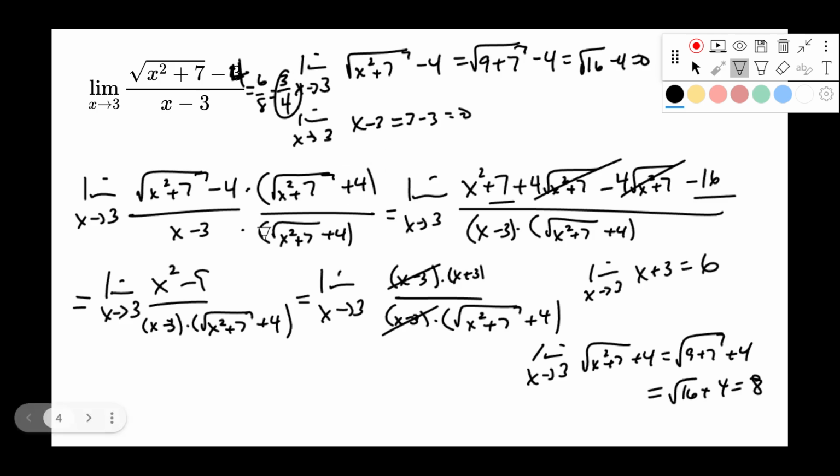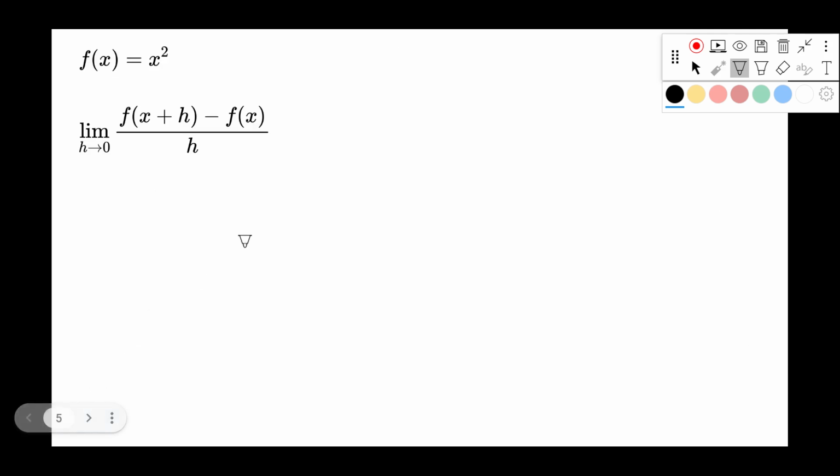All right, so in this class, we actually conjugate the numerator more than we conjugate the denominator. Okay, and finally, one more. You're going to see a lot of this.